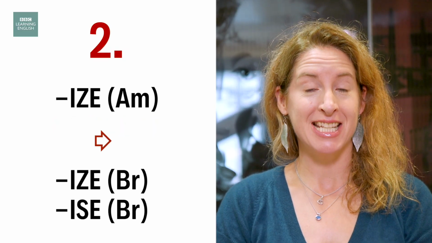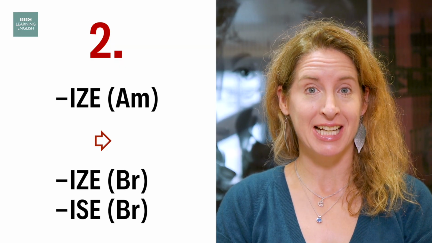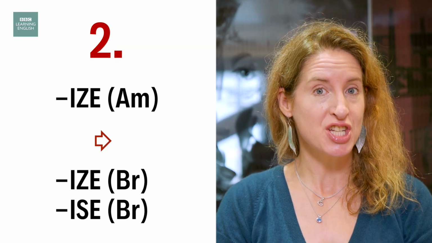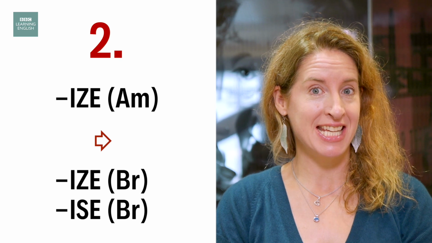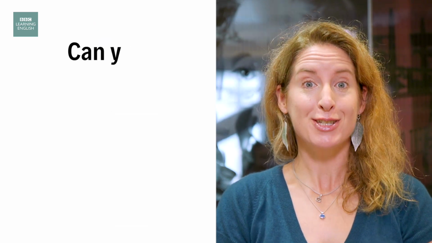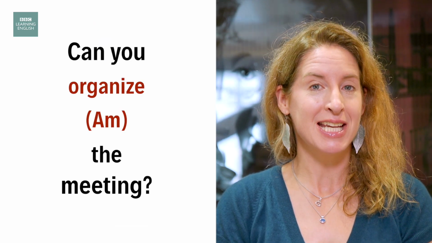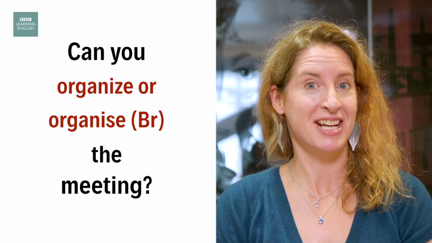Normally verbs which end in IZE in American English can be spelt in British English with either IZE or ISE. For example, "can you organise a meeting" changes to "organise".